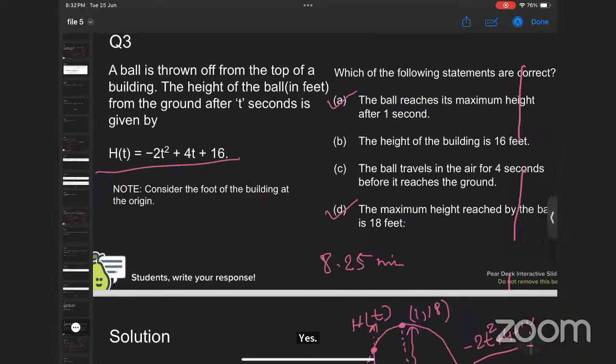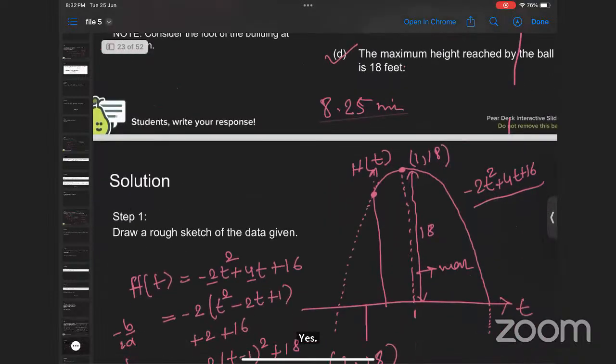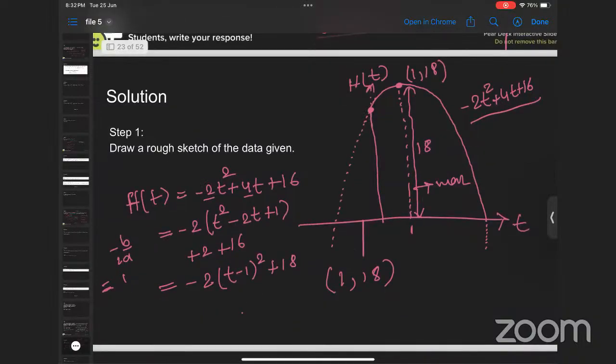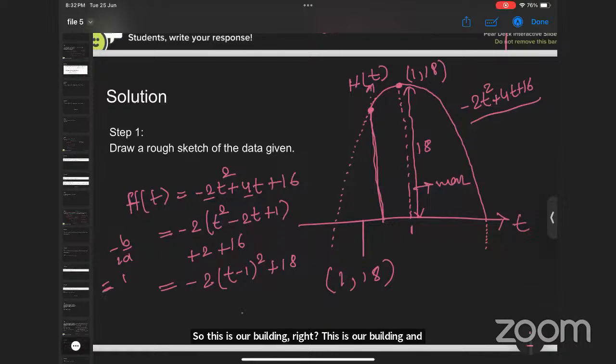Now, the second option is the height of the building is 16 feet. So this is our building, right? This is our building, and this is the highest point. We basically have to find this distance. If we can find the coordinate of this point, is it enough to find this distance? Yes, ma'am.